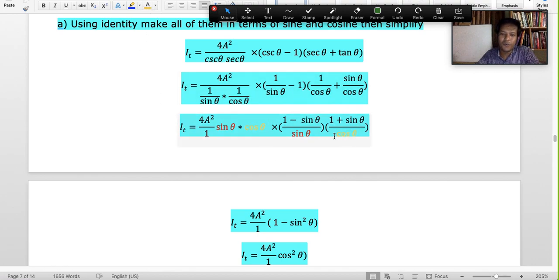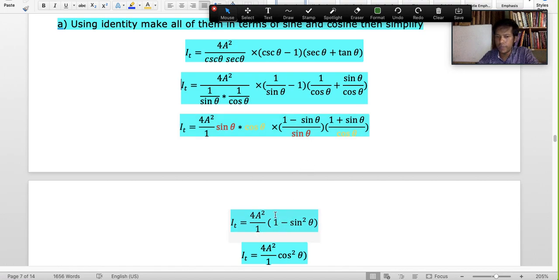So these two quantities will be cancelled out, and this sine and sine will be cancelled out. Then you will see 4a squared divided by 1, then 1 minus sine theta times 1 plus sine theta means 1 minus sine square theta, because actually it is 1 square minus sine square theta, but 1 square means 1.